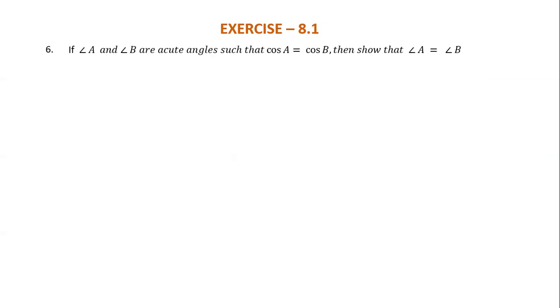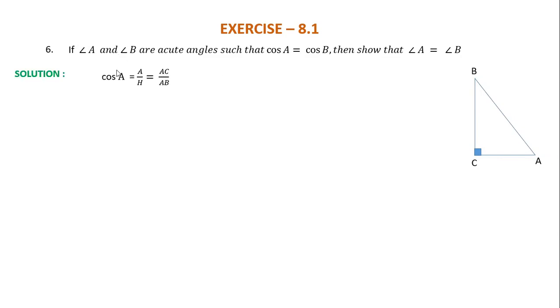Question 6. If angle A and angle B are acute angles such that cos A is equal to cos B, then show that angle A is equal to angle B. Angle A and angle B are acute angles. This is particularly mentioned because in a triangle, one angle is 90, that means the other two are acute angles. That's why these two are acute angles, and angle C is 90 degrees, so none of them is 90 degrees.